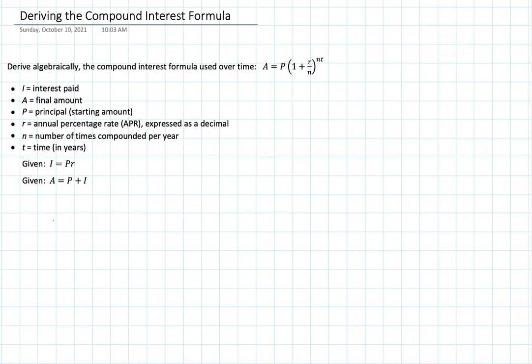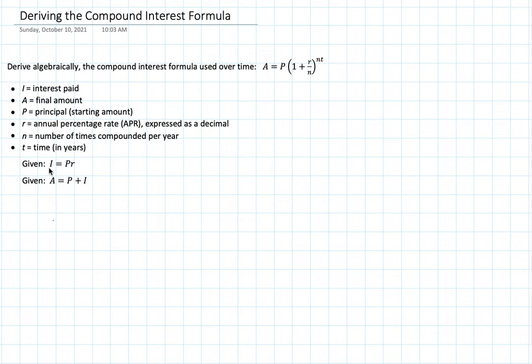Hi, we're going to derive the compound interest formula, which is written right here. And I have the variables defined where interest is represented with an I, A is final amount, P is principal, R is annual percentage rate, N is the number of times compounded per year, and T is the time in years.